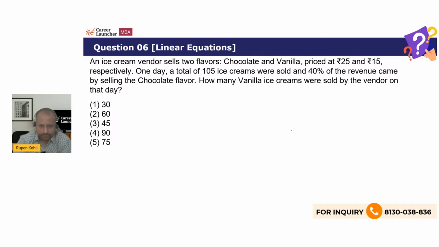Simple question. Need to take two variables, x and y. x is the number of chocolates sold, and y is the number of vanilla sold. We are asked for the value of y, being vanilla. So the sum is 105. The second thing is revenue. Revenue is price into number of items sold, right? So the revenue for chocolate is 25x, since 25 is the price and x chocolate ice creams are sold. And likewise, the revenue for vanilla is 15y.